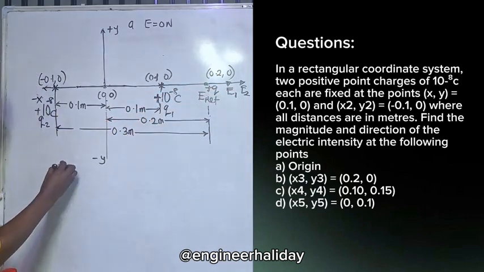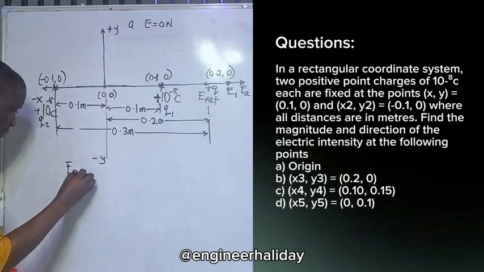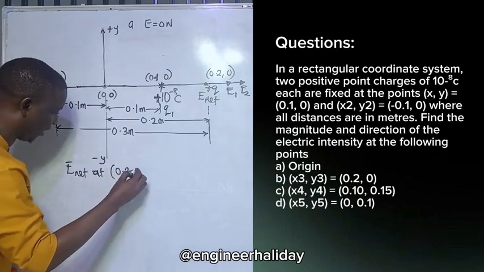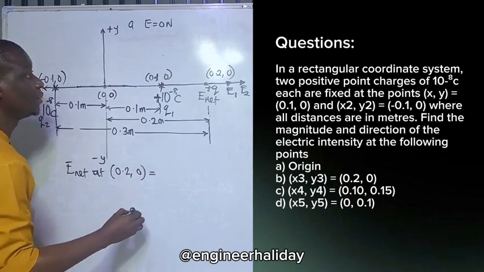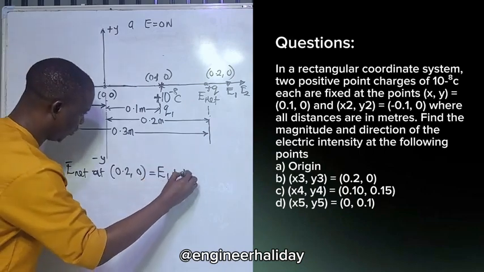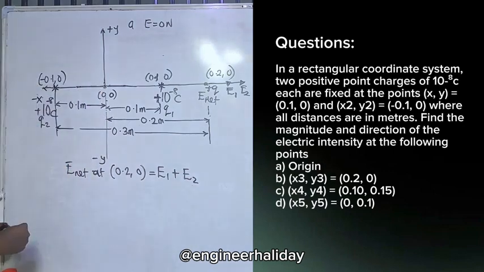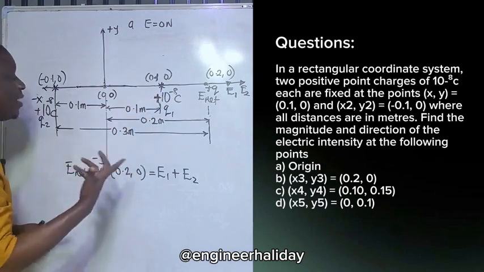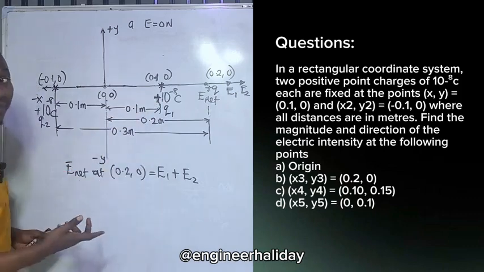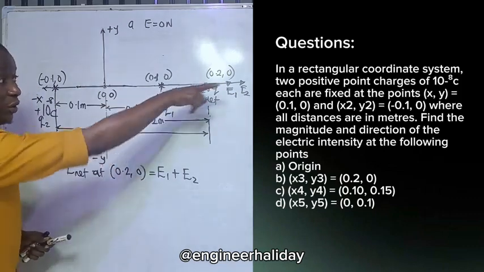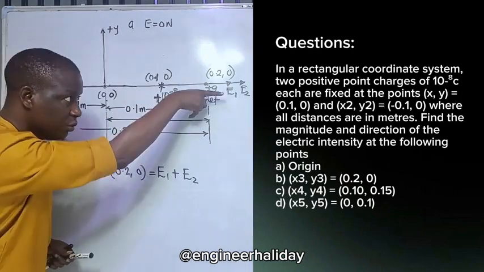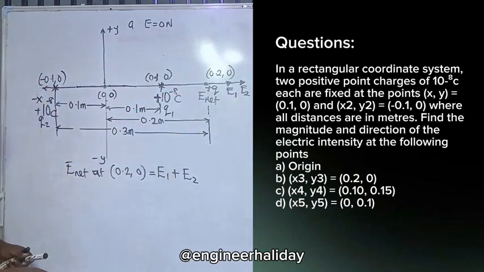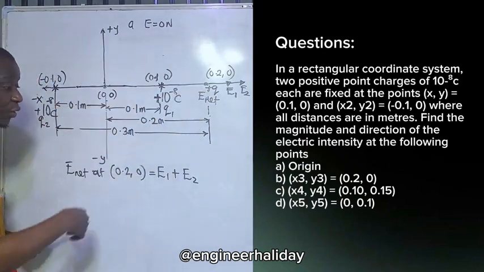So in that case, the net field at this point is equal to E1 plus E2, because they are now going in the same direction. When two vectors are moving in the same direction, you add them together. This is positive, positive, so you will repel that way, making the two go in that forward direction.